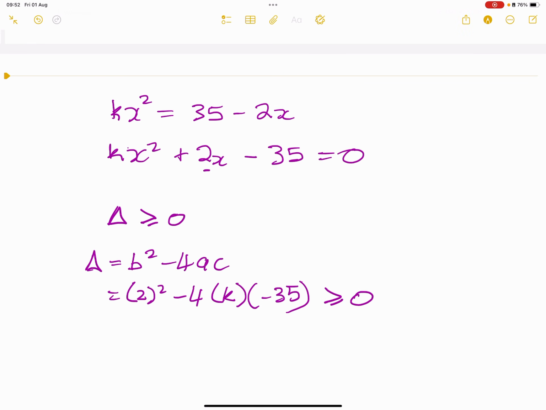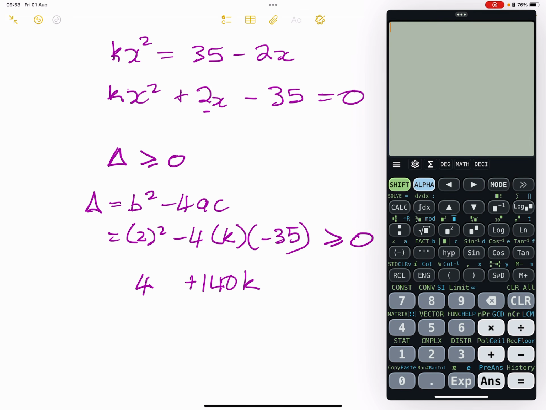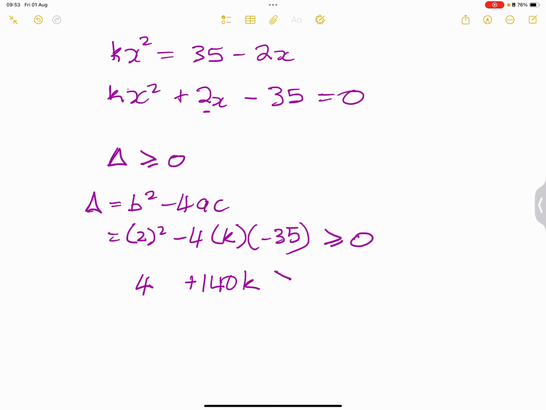So let's try and solve. That's 4 minus 4 times 35, that would be 70, that's 140, so that's plus 140k. Please verify that for me. That's 4 times 35, definitely 140, should be greater than or equal to 0. Remember, a negative times a negative gives us a positive. So it means that 140k must be greater or equal to, I'm going to take the 4 to the other side, negative 4.